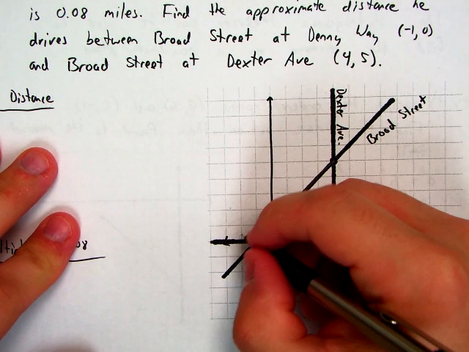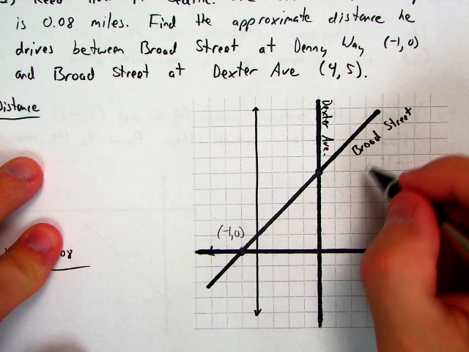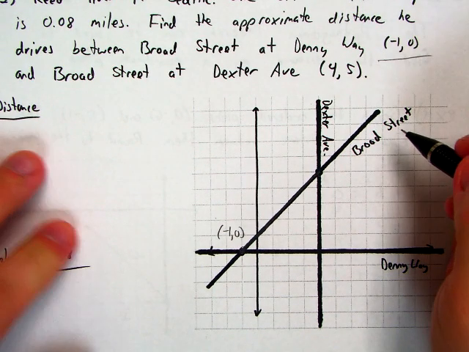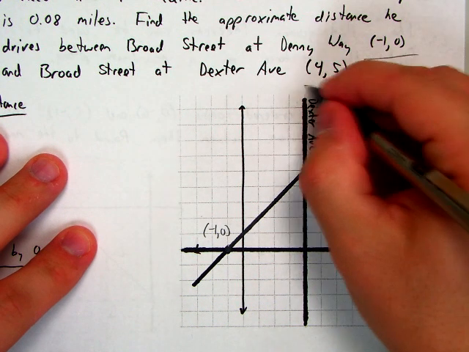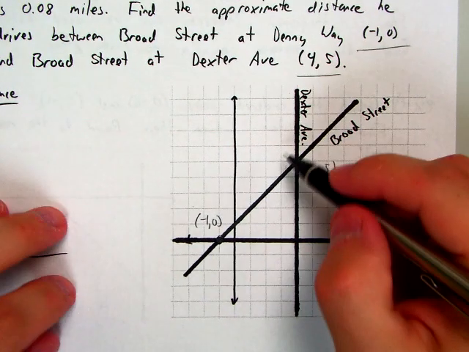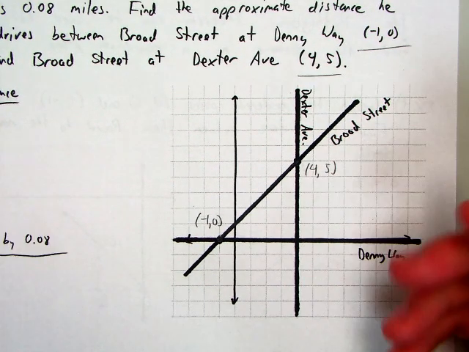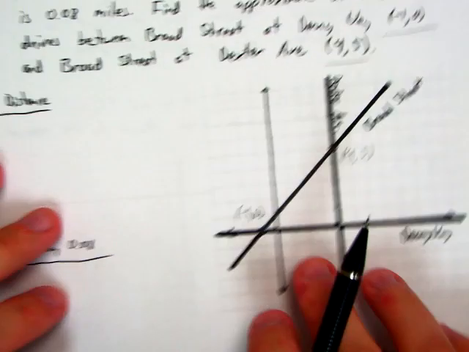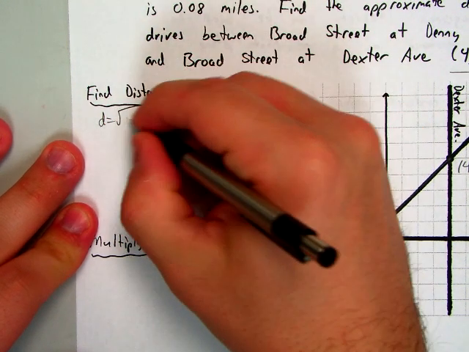This here is our y-axis, this is our x-axis, so this ordered pair here is (-1, 0), as it states right there. And this ordered pair would be (4, 5), again, as it states right there. So there are two ways you can do this. If you have a graph, you can find out this distance and this distance. But if you don't have that graph, if you just have the ordered pairs, we can use the distance formula.